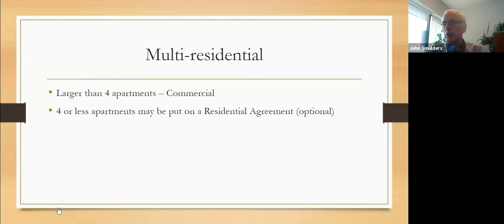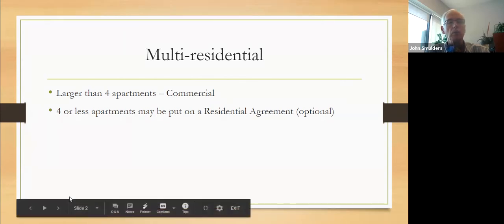So multi-residential properties, we'll look at those first. If you have a multi-residential property that you're either going to list or put an offer in on, if it's larger than 4 apartments, in other words 5 or more, you are required to use a commercial form. If you have 4 apartments or less, you can put it on the commercial form, but you can also put it on a residential agreement as well. Either one will suffice.